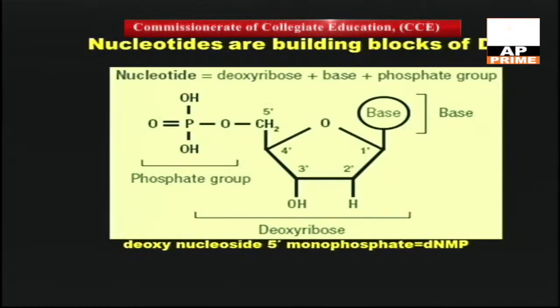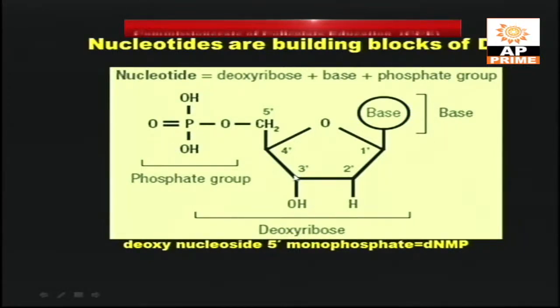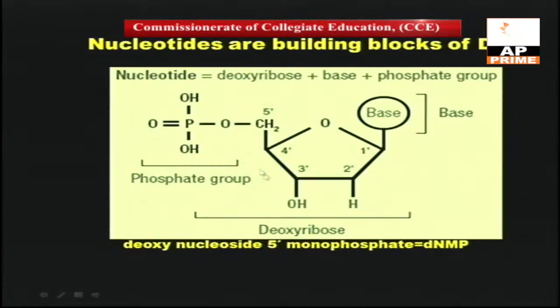Naming of nucleotides is based on the number of phosphate groups. Here this is a nucleotide structure and it has only 1 phosphate group, so it is named deoxynucleoside 5' monophosphate, DNMP. If it contains 2 phosphates, it will be named diphosphate. If it has 3 phosphates, it will be described as triphosphate.